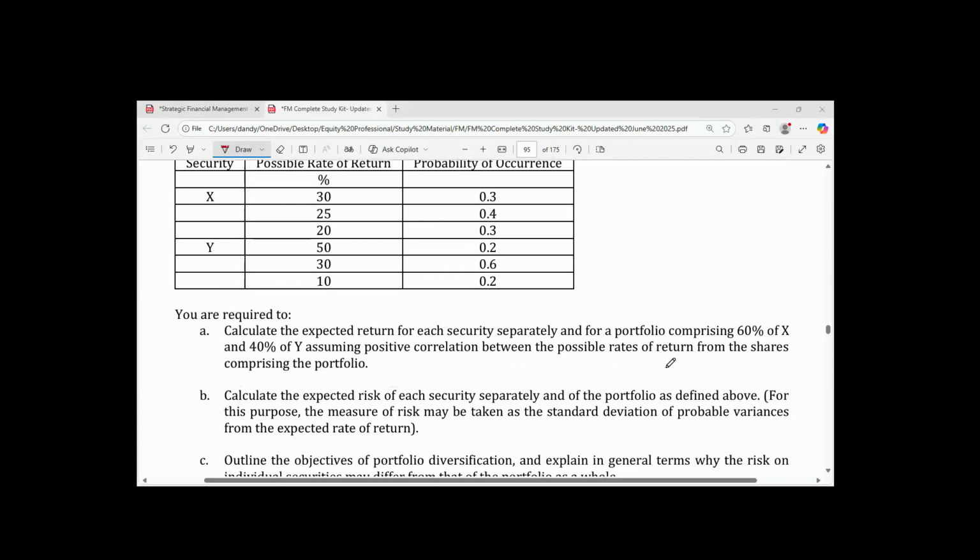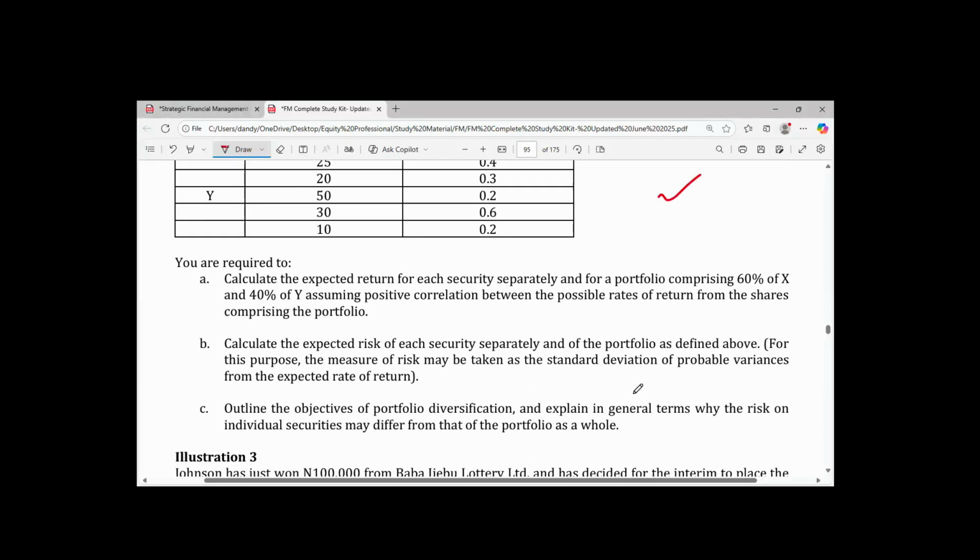Security X and Y, their possible rate of return and probability of occurrence. You are required to: A1. Calculate the expected return for each security separately and for a portfolio comprising 60% of X and 40% of Y, assuming positive correlation between the possible rates of return from the shares comprising the portfolio.